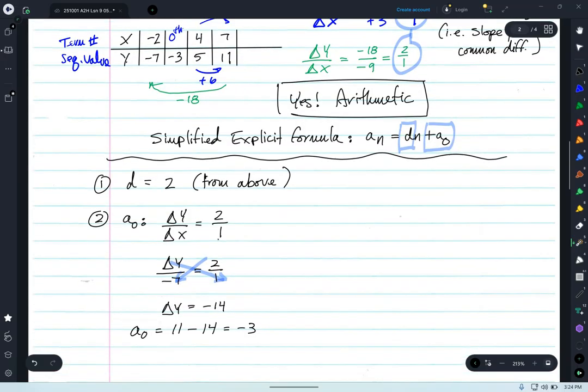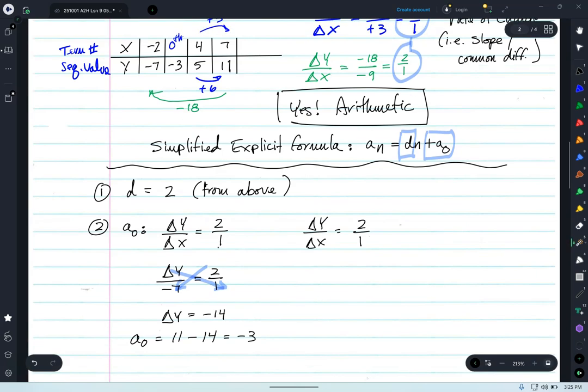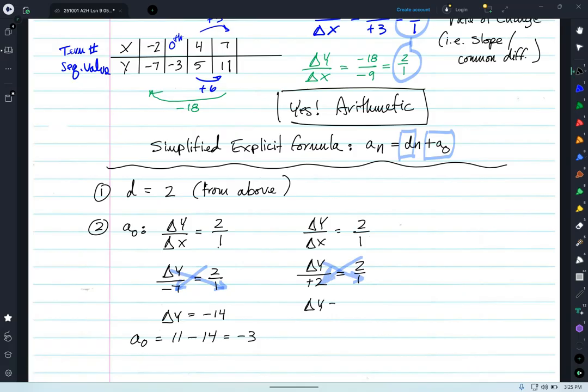Okay, and we can do this with any of them. Watch, let's just do it with a different set of numbers. So my change in y over my change in x is equal to 2 over 1. Once I know my d, I can just set this up. And then I could say, okay, what if I started at, let's just do this one, the negative 2 term and I wanted to get to the 0th term. Well, I would have to go up 2, because I'm starting at negative 2. I have to go up my sequence value 2 points. So if I replace this, I'm going to go change in y over positive 2 is equal to 2 over 1. Again, I'm going to cross multiply and solve like that. And so I'm going to get my change in y is equal to positive 4.